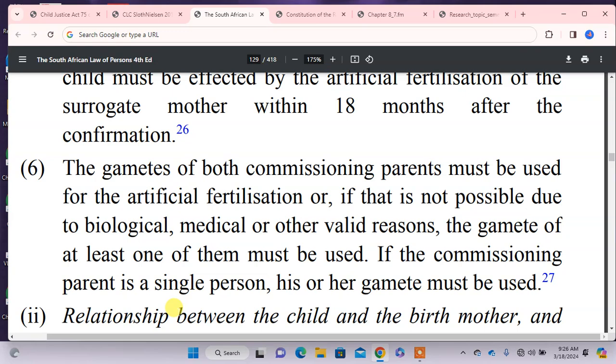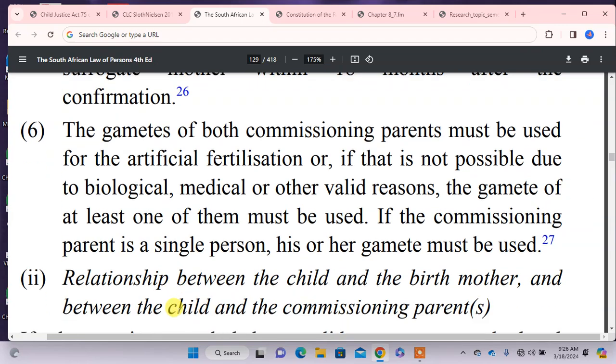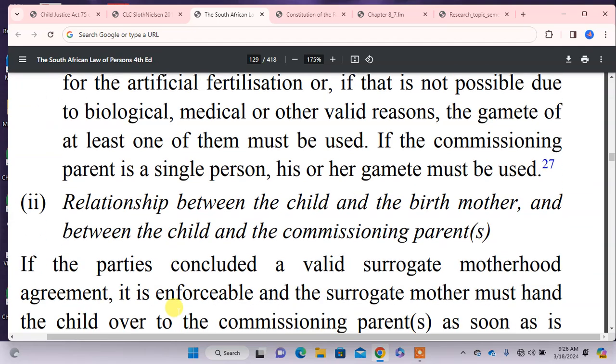If the commissioning parent is a single person, his or her gametes must be used. Relationship between the child and the birth mother, and between the child and the commissioning parents.